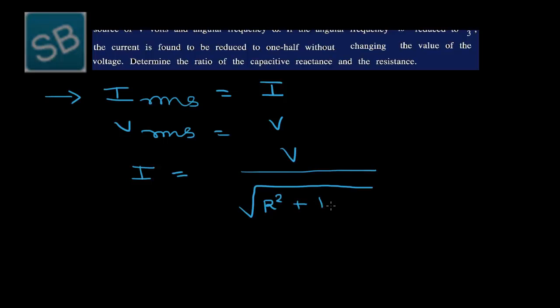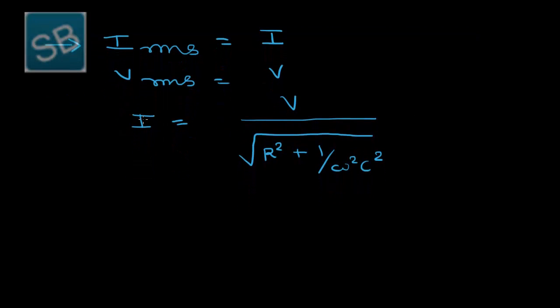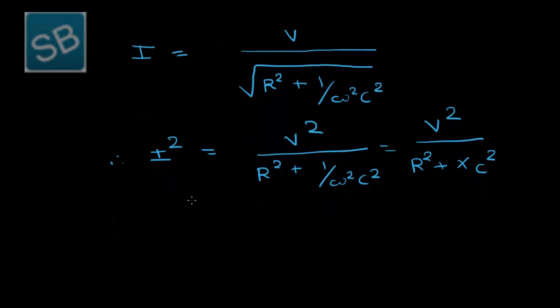So Z is the square root of R square plus 1 over omega square C square, and therefore if I square this current, I square is equal to V square over R square plus 1 over omega square C square. But 1 over omega C is the value of XC. So it is equal to V square upon R square plus XC square. This is the square of the current. This was the first case.